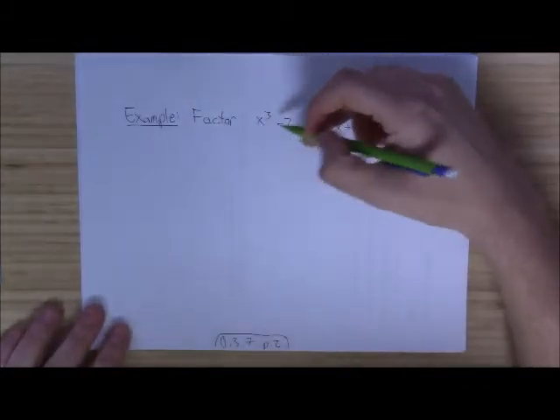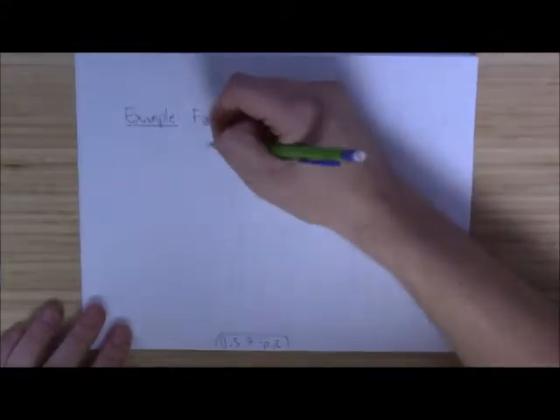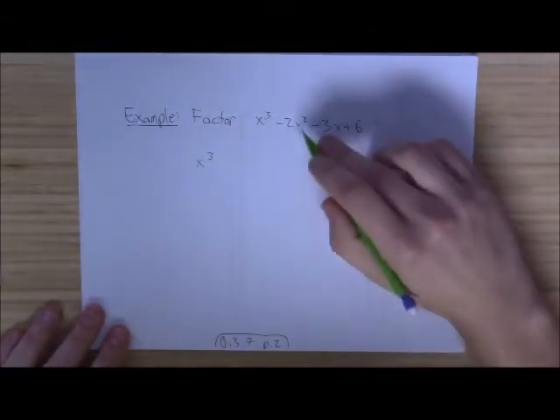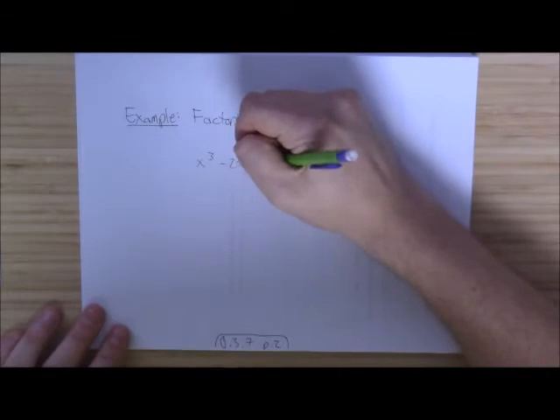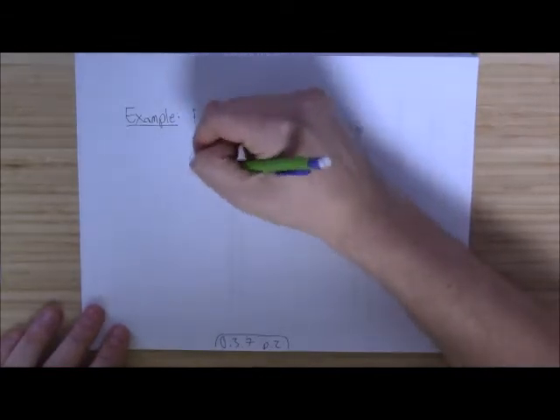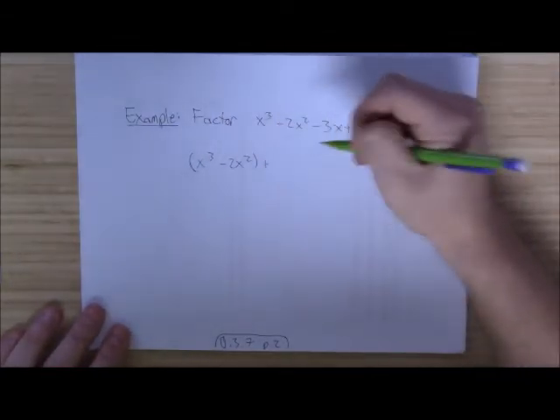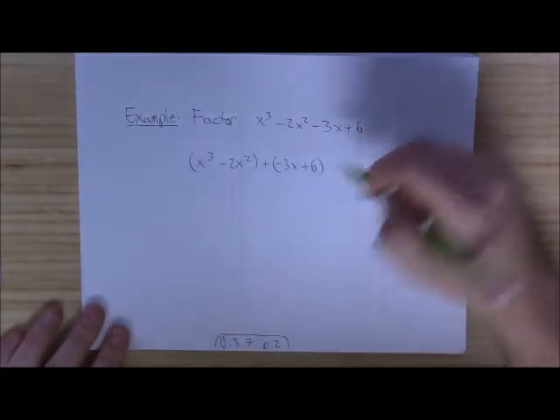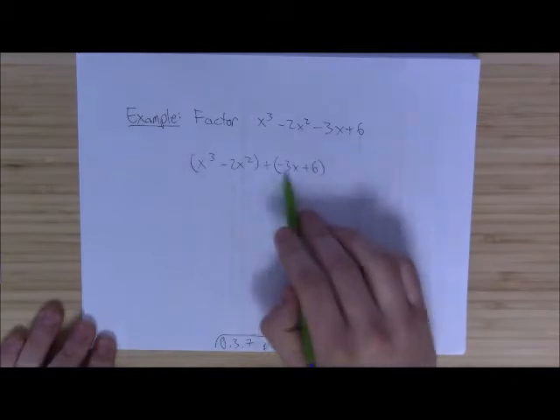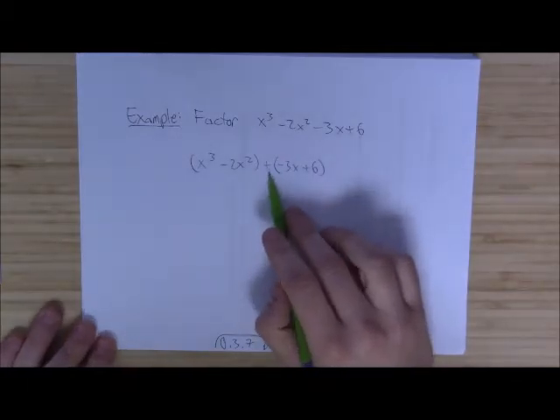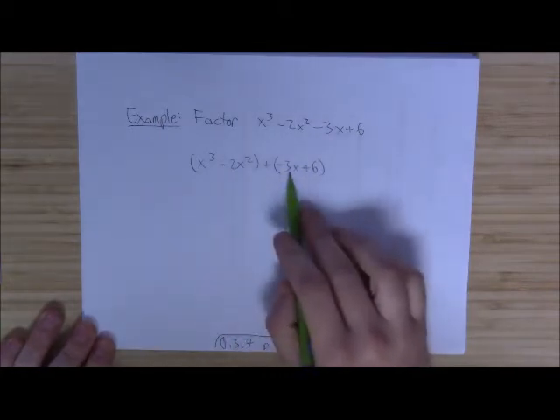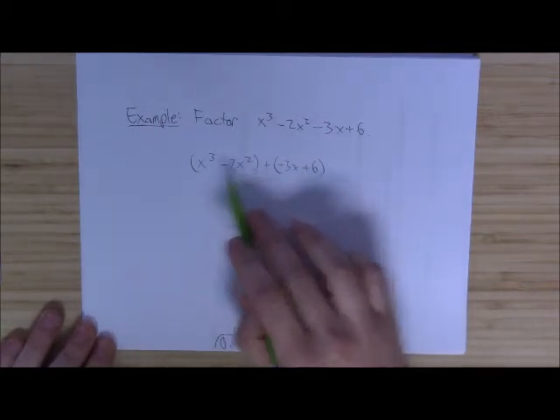Well, there's a reason it's called grouping. The way we do this is we group the first terms and the last terms. Now here, be a little careful with the negative. I like to do it this way so that I'm careful with the negative. So make sure there's a plus between your groups. Now that I've grouped these, the goal here is to pull out a common factor.